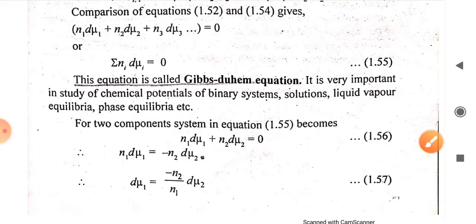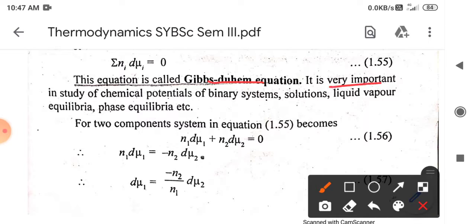This equation is useful for calculating the chemical potential for binary solutions. It is called the Gibbs-Duhem equation. It is quite important for studying the chemical potential of binary systems, solutions, liquid-vapor equilibria as well as phase equilibria. So whenever there are two components and we need to find out the chemical potential of that system, we can obtain it by using this Gibbs-Duhem equation.